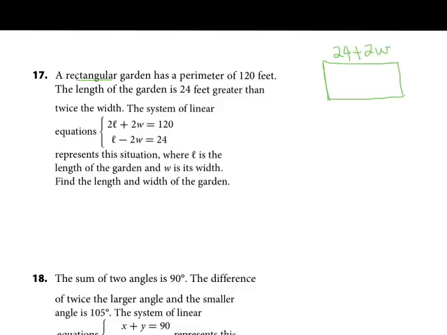Okay, that's the length. The system of linear equations here is representing this situation where L is the length of the garden and W is the width of the garden. Find the length and the width. Now, since L is the length and W is the width, all I need to do is find L, which will be the length. So when I find that number, I'm going to put that there. And W, which is the width. And when I find that number, I'm going to put it here.